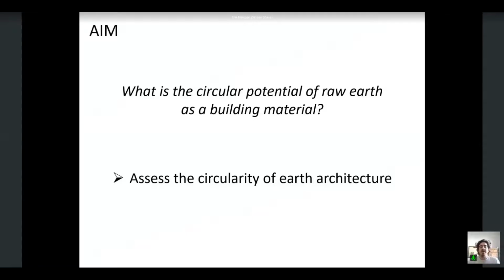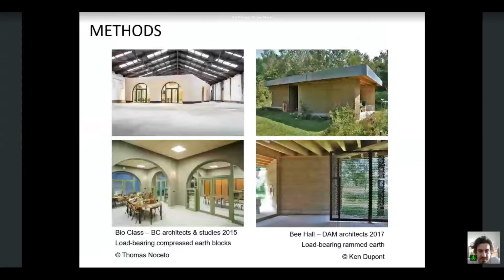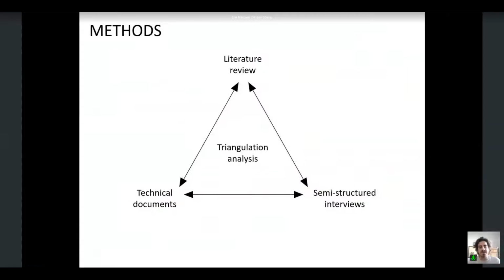And to do this, we analyzed two contemporary cases in Belgium using two different earthen construction techniques. The bio-class on the left was built with load-bearing compressed earth blocks, and the B-hall on the right was built with load-bearing rammed earth walls. And to assess the circularity of these buildings, triangulation was done between literature, interviews, and the analysis of technical documents.